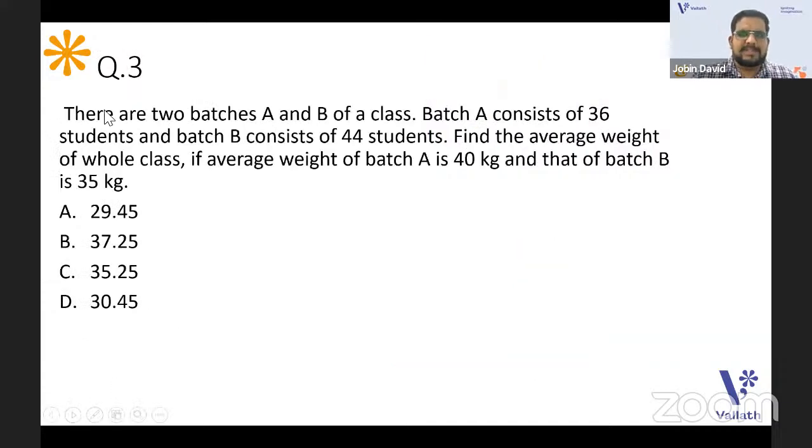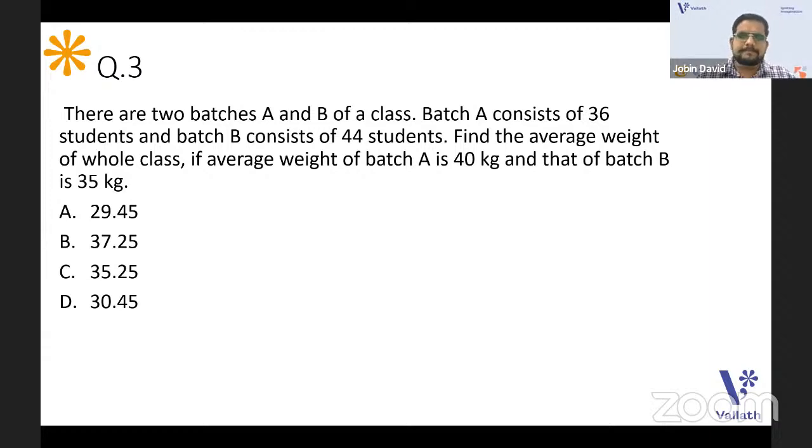A question from the average part. There are two batches, A and B, of a class. Batch A consists of 36 students and batch B consists of 44 students. Find the average weight of the whole class if the average weight of batch A is 40 kilogram and that of batch B is 35 kilogram.